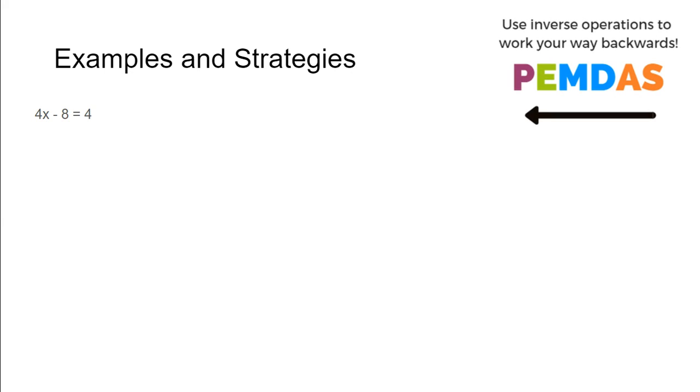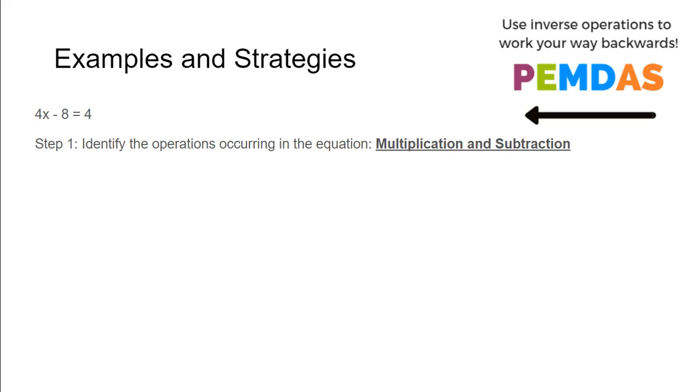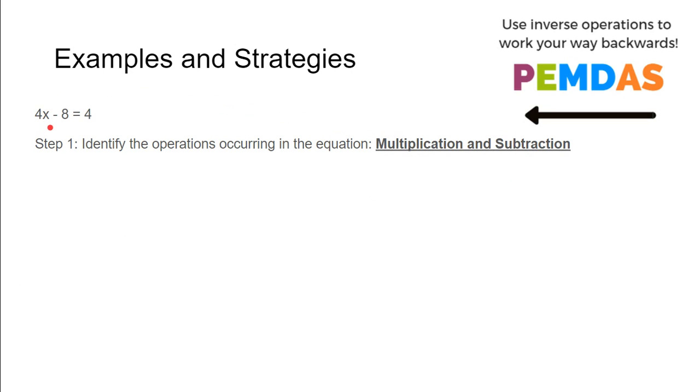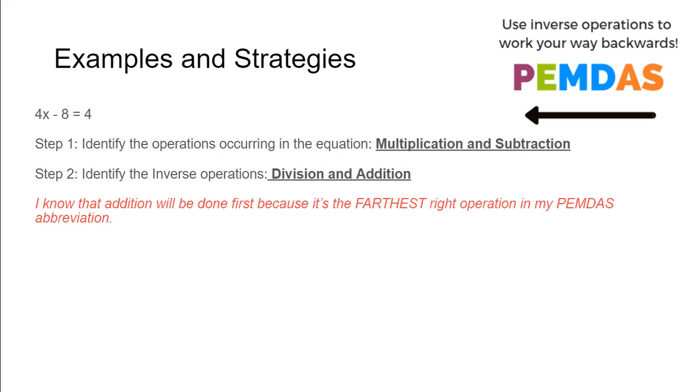I have 4x minus 8 equals 4. So I'm identifying the operations that are happening in the equation. I have multiplication and subtraction. I have a 4x, which is a multiplication, and then I have a minus 8, which is a subtraction. I'm going to identify the inverses, which are division and addition. I know that I'm going to be adding first because that's the farthest right in my PEMDAS abbreviation. So I'm not subtracting. I am adding.